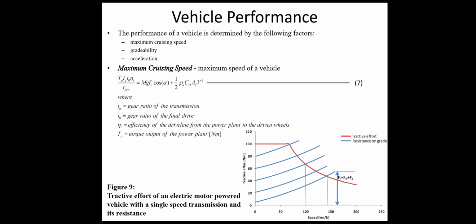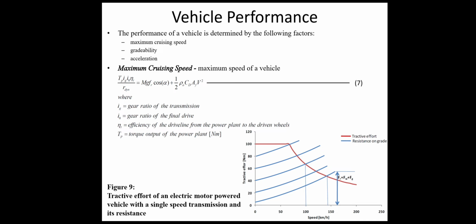Where Ig is the gear ratio of the transmission, Io is the gear ratio of the final drive, eta T means the efficiency of the drive line from the power plant to the driven wheels, and TP is the torque output of the power plant. In this equation we show that the vehicle reaches its maximum speed when the tractive effort represented by the left hand side equals the resistance represented by the right hand side, and the intersection of the tractive effort curve and the resistance curve gives the maximum speed of the vehicle.